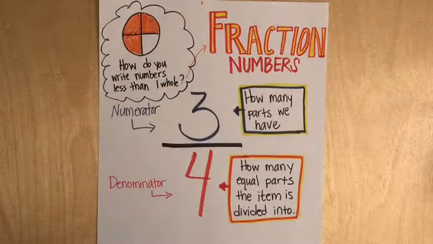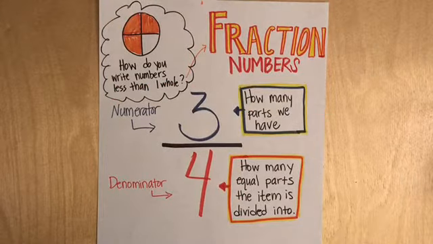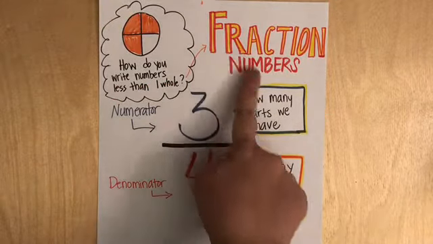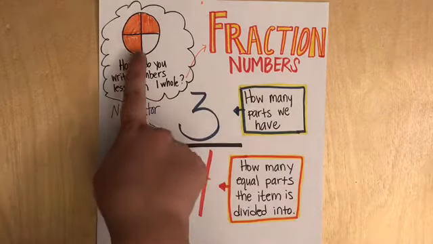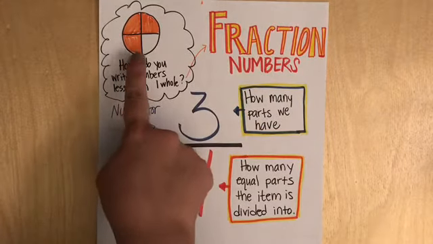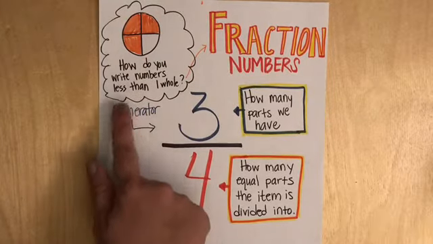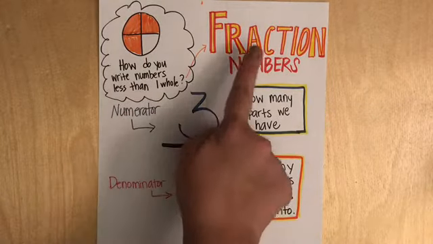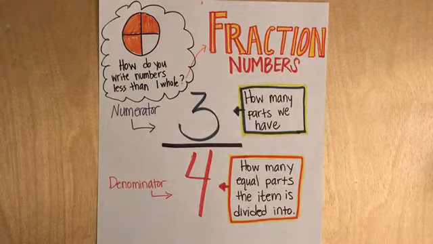A little review because there still seems to be some confusion. Remember, the reason that we have fraction numbers is because we need to have a way to express when we have less than one whole. So how do you write numbers less than one whole? You use a fraction number. So fractions are numbers, we just write them different ways.